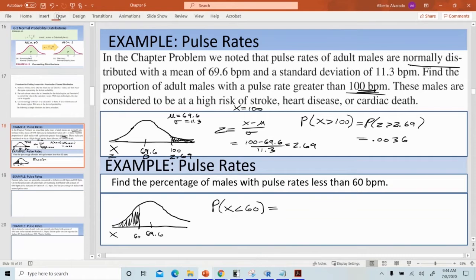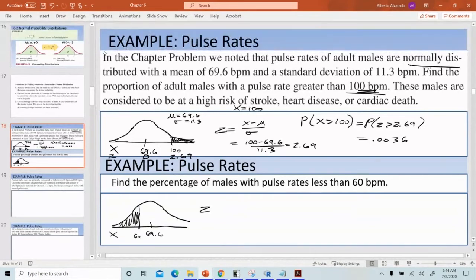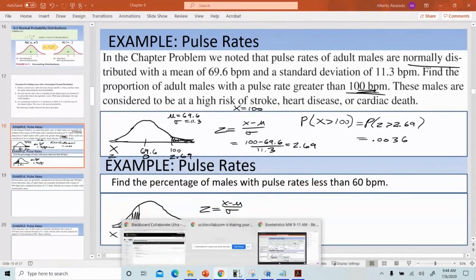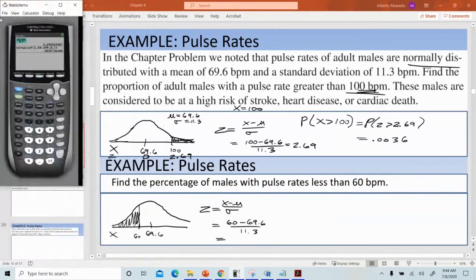But before that, I do want to calculate the z-score. So z-score equals x minus mu over the standard deviation. This time x is 60, so 60 minus 69.6 divided by 11.3, which I can just be efficient and use the calculator for.